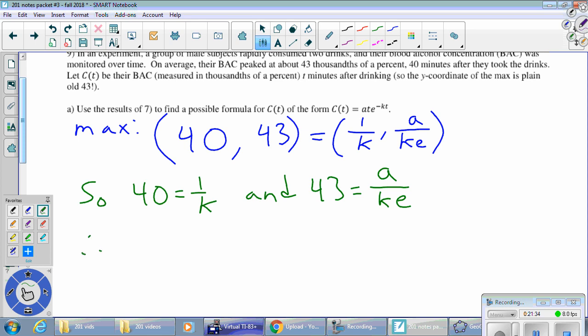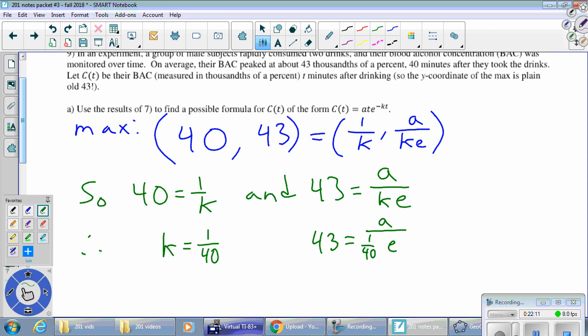So if I solve the first equation for K, I get K is equal to 40. You can either flip over both sides or cross multiply and then divide by 40. Did I say that right? Nope, I did say it right, but I didn't write the right answer. So K is 1/40th by flipping over both sides or cross multiplying and then dividing by 40. And then once I know that K is 1/40th, I can shove that into this other equation and solve for A. So that means that 43 is equal to A over, and then we just figured out K was 1/40th.